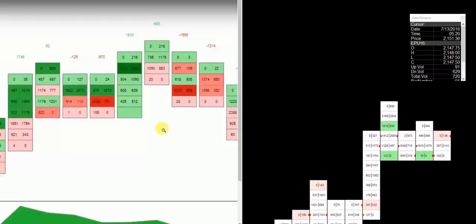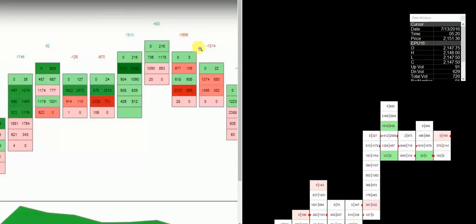What I am looking for, as you see here on the left, is that this volume delta chart shows above each column the net delta, as I'm circling it here. When the net delta is positive, it shows in green. When the net delta is negative, it shows in red.